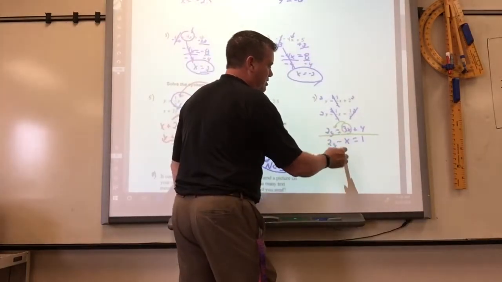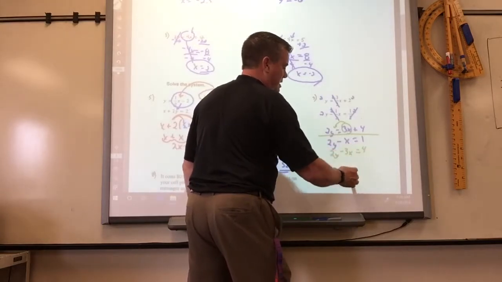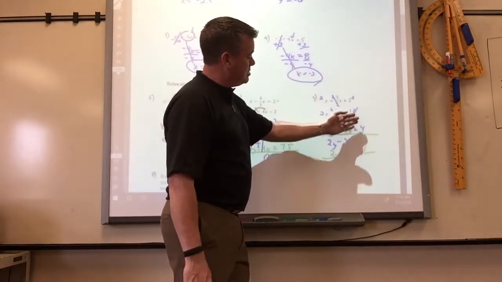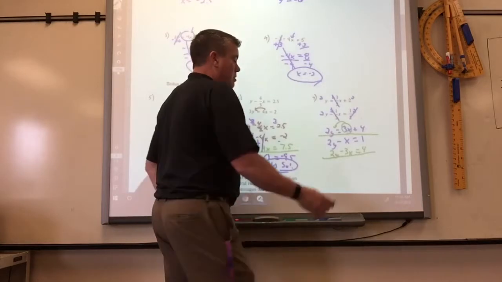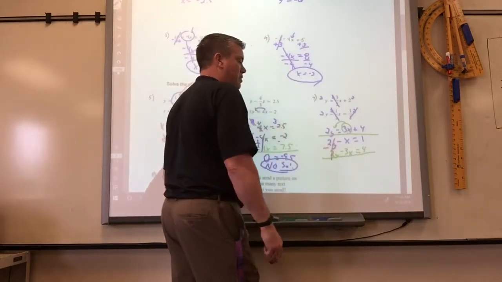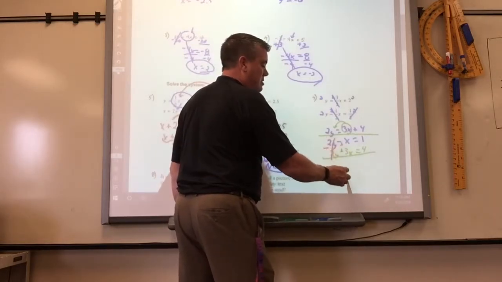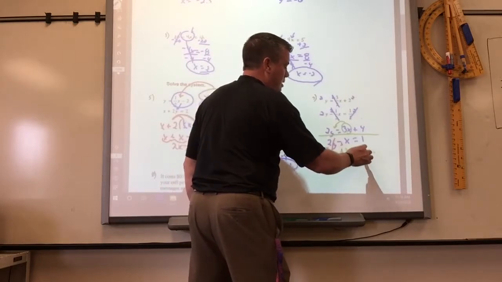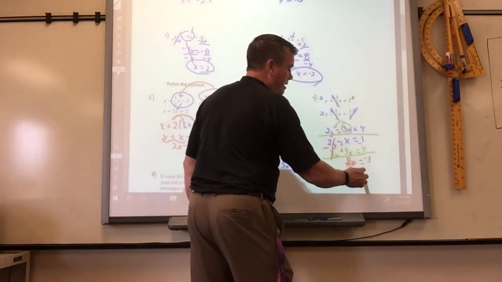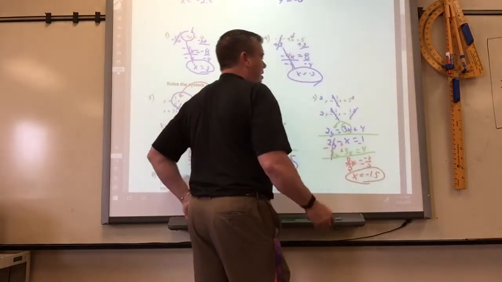I move this over, I change to a negative 3x, equals, I didn't move that, so it just stays there. Now, the y's are lined up, the x's, the equals, the numbers. So I can get the y's to cancel if I subtract. 2y minus 2y is 0. Negative x take away negative 3x, remember you change the sign, you get 2x. 1 take away 4 is negative 3. So when I divide by 2, I get negative 1.5 for x.